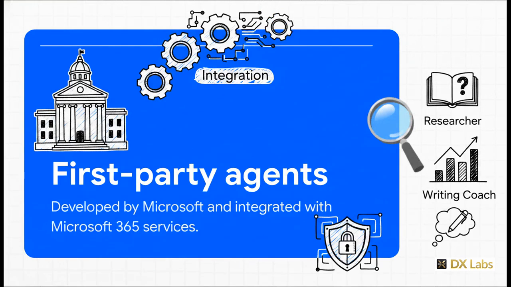Then there are first-party agents. These are like your full-time sworn city employees. They are pre-built directly by Microsoft. We're talking tools like the researcher, analyst, or writing coach. Because they're integrated deeply into Microsoft 365 services right out of the box, they act as native capabilities within your tenant.